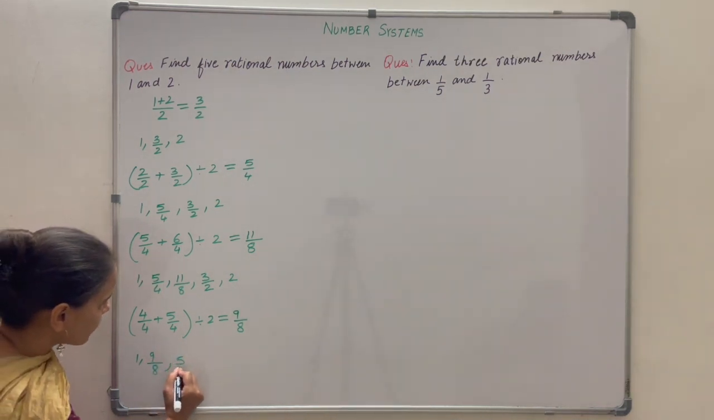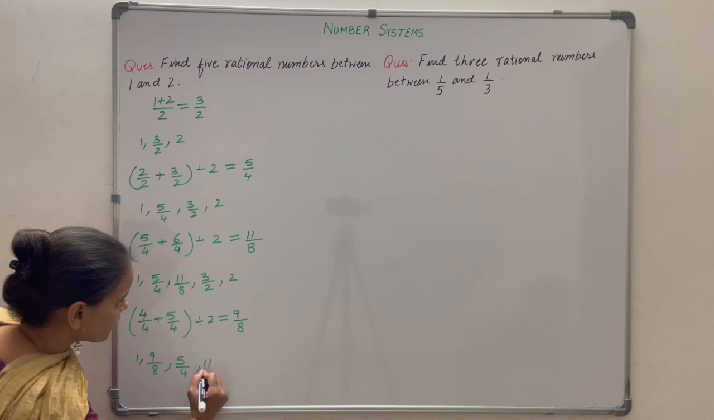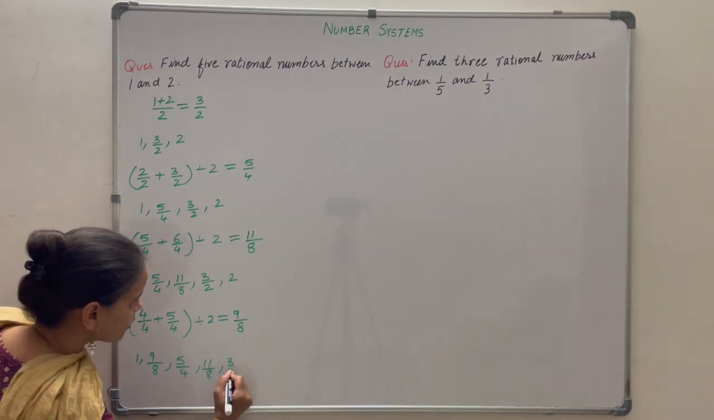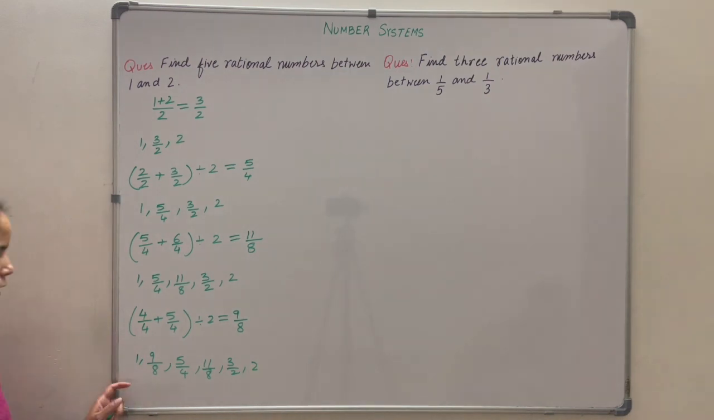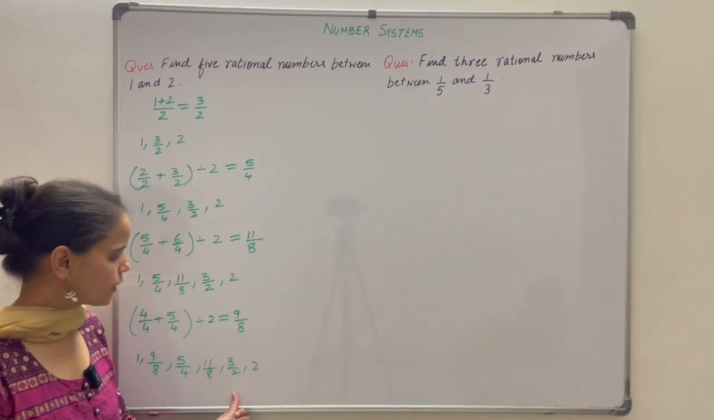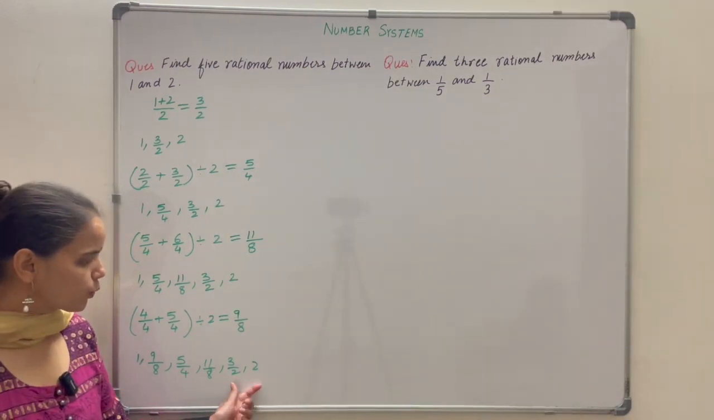5 by 4, 11 by 8, 3 by 2 and 2. So you have got 4 numbers between 1 and 2. Now let us find out the number between 3 by 2 and 2.